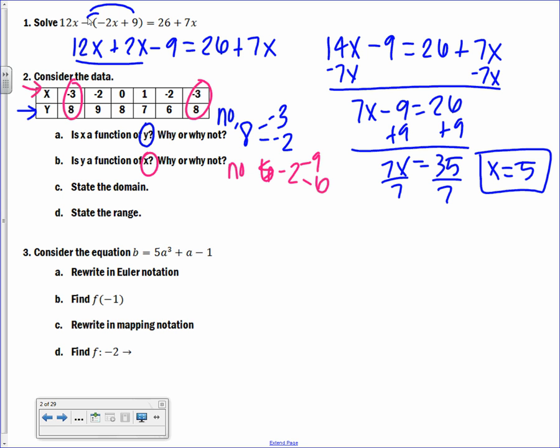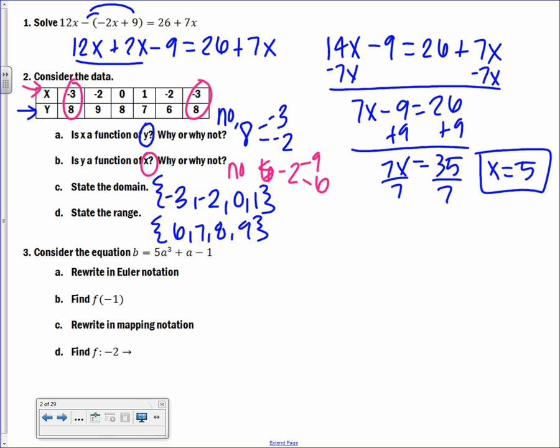So then if I go to part C, it says state the domain. Okay, domain is always your x's, and you have to put this in increasing order. So negative 3, negative 2, 0, and 1. And you do not list them if they appear more than once. The range in order will be 6, 7, 8, and 9. Again, you only list them once.